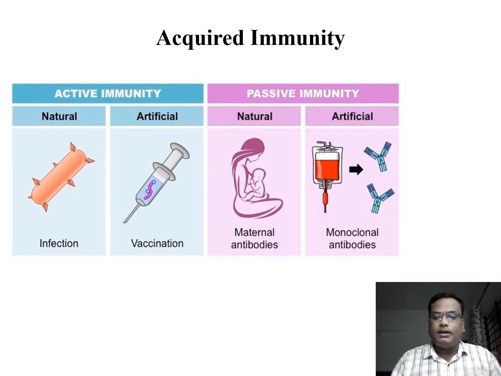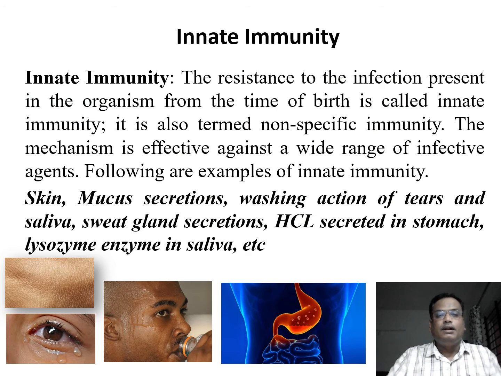Now what one can do is, you can collect the plasma from that recovered person and extract the antibodies from that plasma, and you can directly put them into the patient who is suffering from the same disease. Since he gets the ready-made antibodies, he will recover very fast. So this is also called plasma therapy. Okay. Now, in detail, let us try to understand innate immunity.